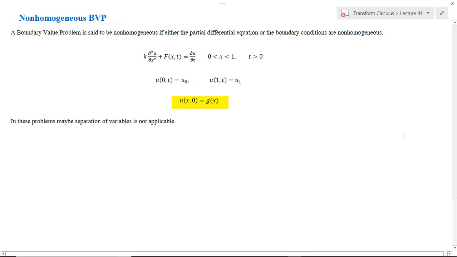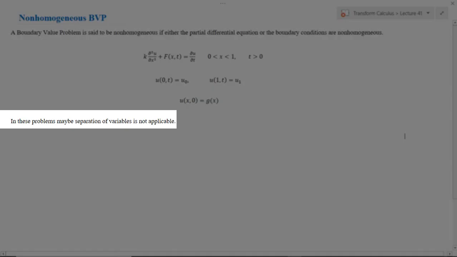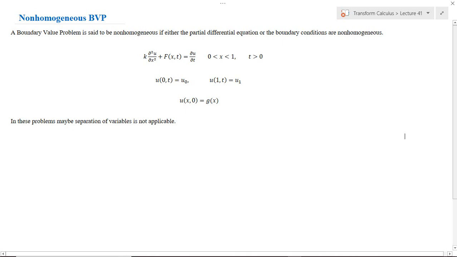and we have an initial condition, u of x and 0 is equal to g of x. So in fact, here we have a non-homogeneous heat equation, and in non-homogeneous boundary value problems, separation of variables may not be applicable. In this lecture we want to see how we can solve these types of problems. We have two techniques. In this lecture, I talk about the first one, and in the next lecture, I'm going to talk about the second technique.